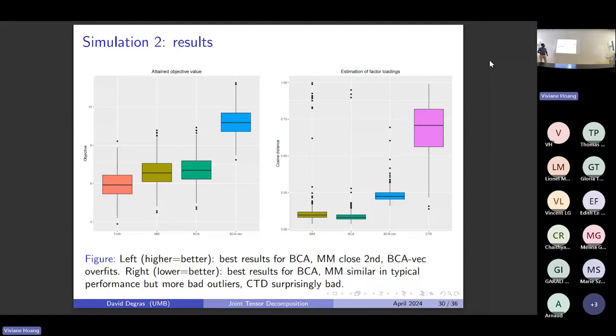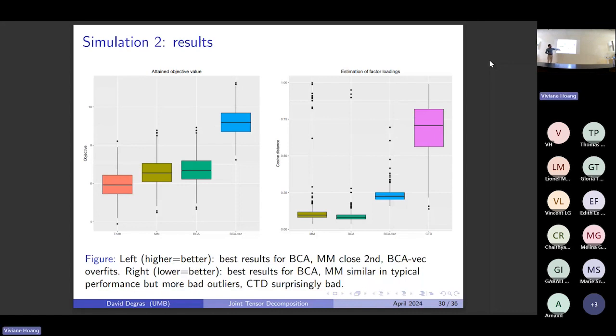On the left here, we're looking at the maximization of the objective function. This is the truth, using the true model parameters, and you can see that, as expected, all the methods based on the data fit a little better than the truth. This is the approach of Glogan and colleagues, so I call it MM, for minimization, majorization, or the other way around, I forgot. This is our proposed approach. It's slightly better, not by a lot.